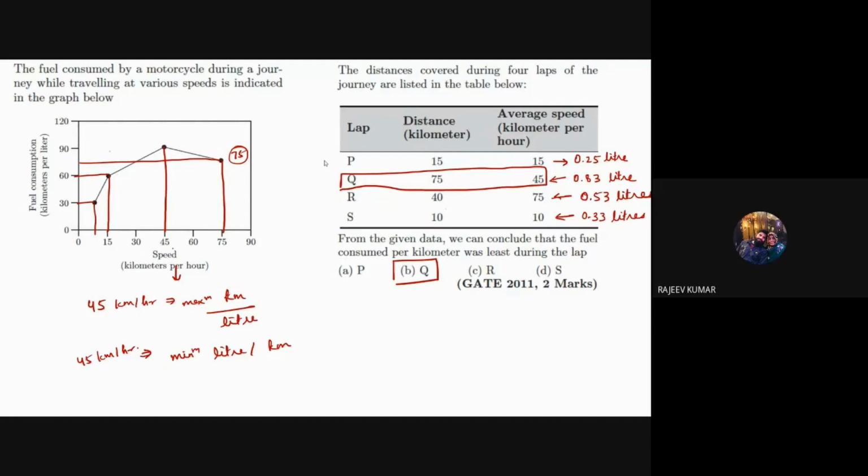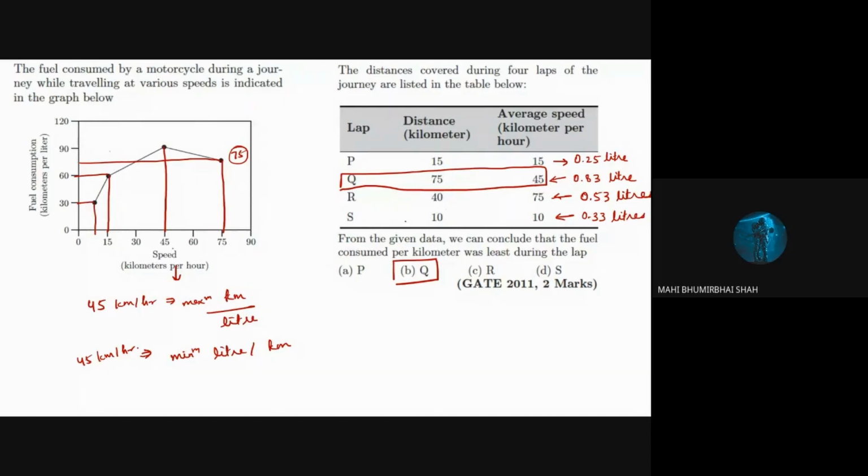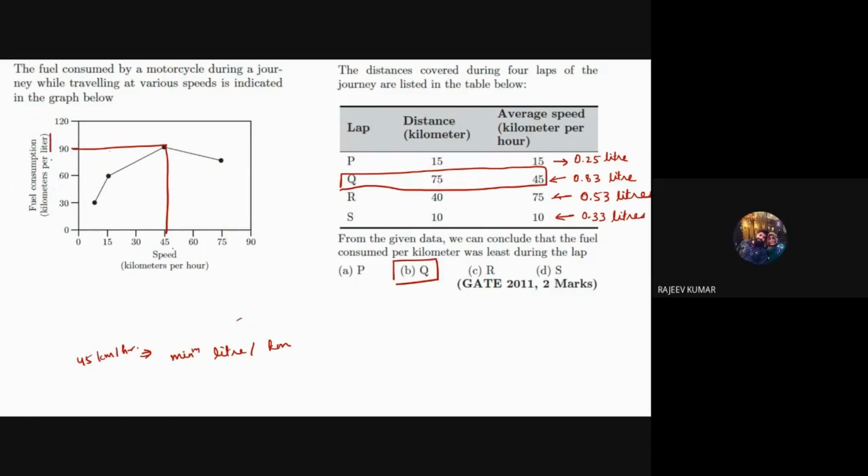Okay, going to the next part. This is a pretty simple question. Can you explain the shortcut, like by what thinking we need to think? Just go through the graph and try to understand where you are getting the maximum mileage. The mileage is maximum at 45 kilometers per hour. The first graph is showing you the fuel consumption and kilometers per liter. The maximum kilometers that can be traveled per liter is 90 kilometers per liter, and that is being traveled at the speed of 45 kilometers per hour. That is the maximum thing you can have.